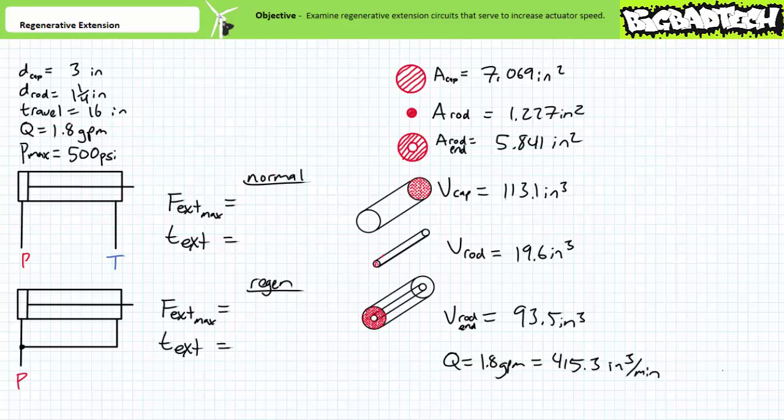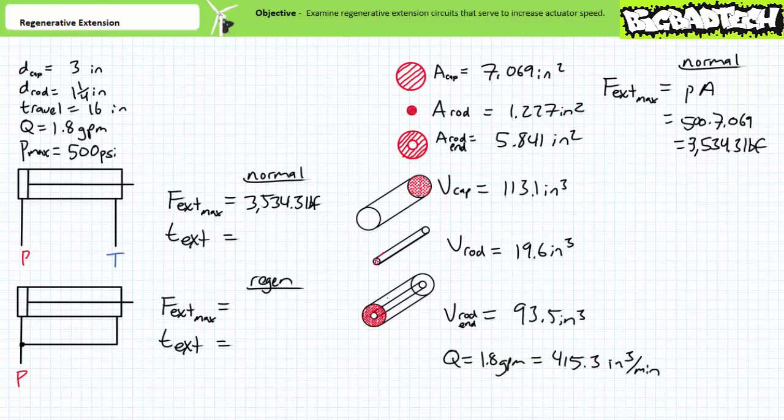Additionally, a flow rate of 1.8 gallons per minute is equivalent to 415.3 cubic inches per minute. All of these calculations will remain true regardless of which mode the cylinder is in, normal or regenerative extension. There is no need to calculate these values twice.